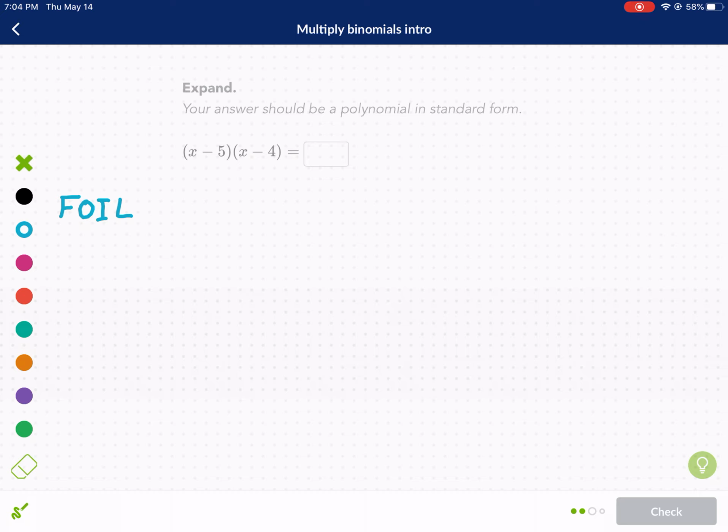So when we're talking about FOIL, we're talking about the first terms being multiplied together. And I should have changed the colors. Let me change the colors here.